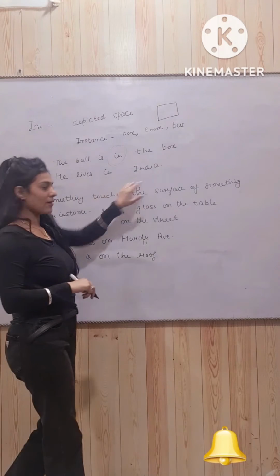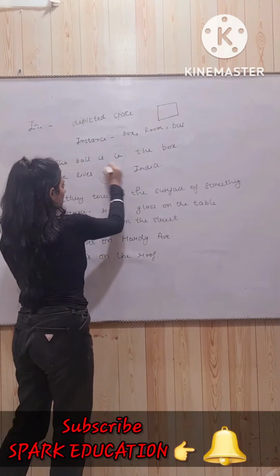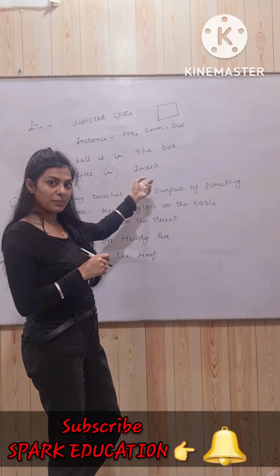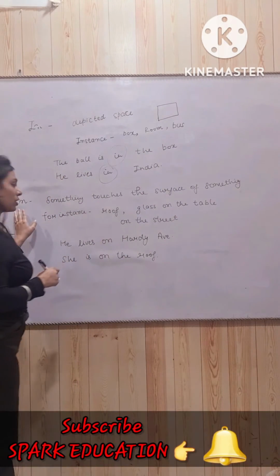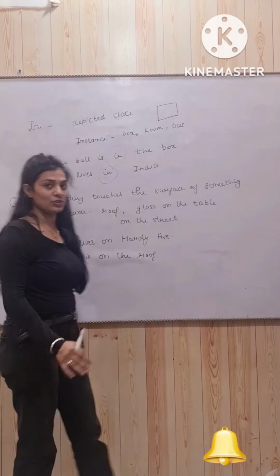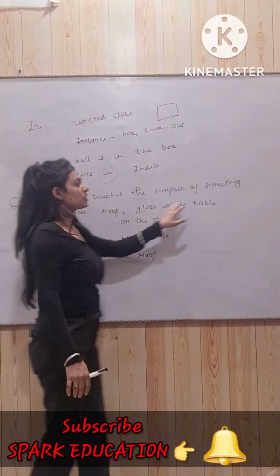He lives in India. Because both of them are depicted space. You know how much area they cover. What about on? How can we use on? When something touches the surface of something.